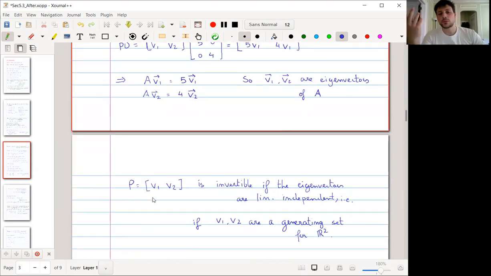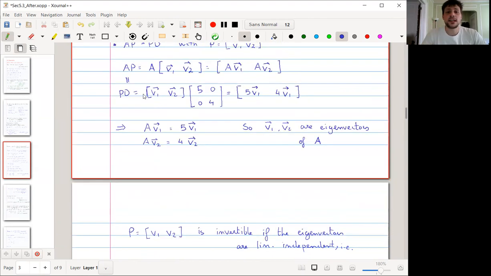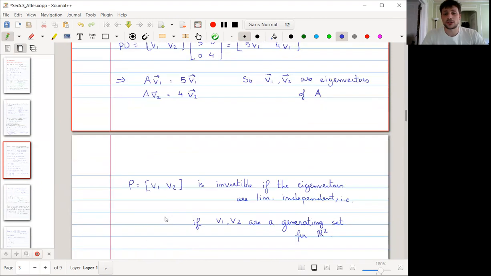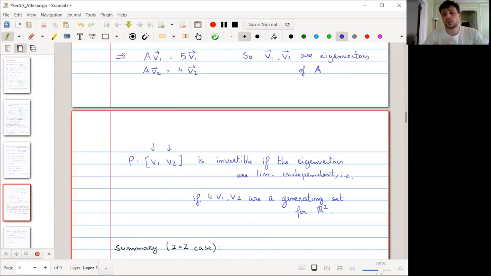Now, the last thing that we need to be careful about is whether the matrix P that we are finding is going to be invertible or not. Invertibility of P depends on whether the two eigenvectors V1 and V2 are linearly independent, or equivalently, whether they are a generating set for R2.